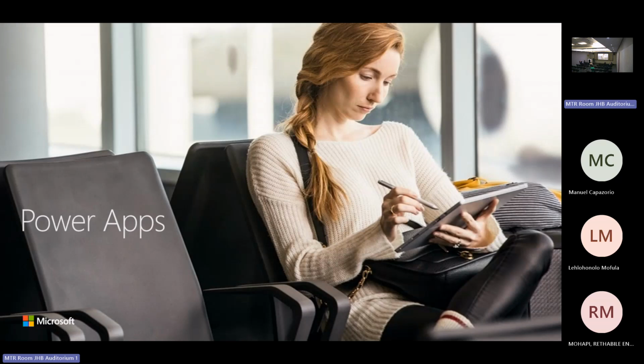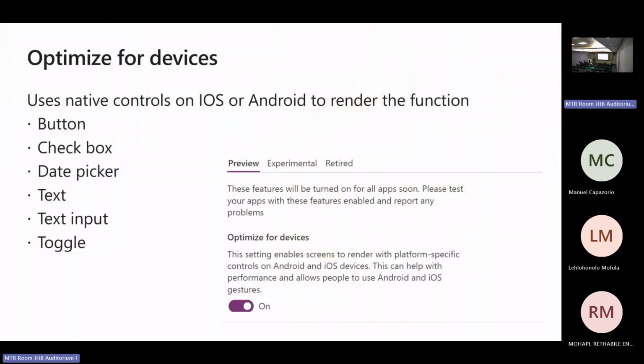Then focusing on Power Apps specifically, first thing is optimize for devices. So what this does is you can actually go and enable this in your app settings. So you'll see that. So over there, you need to go and enable it. It's in preview at the moment. It'll be fine. Use it in production.